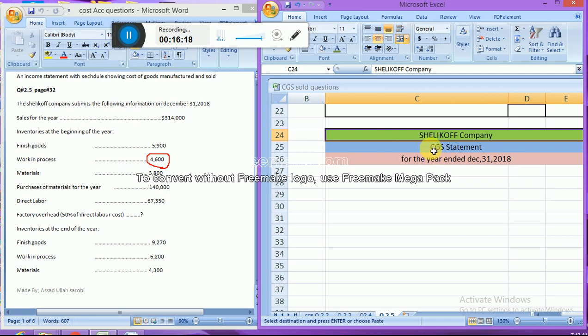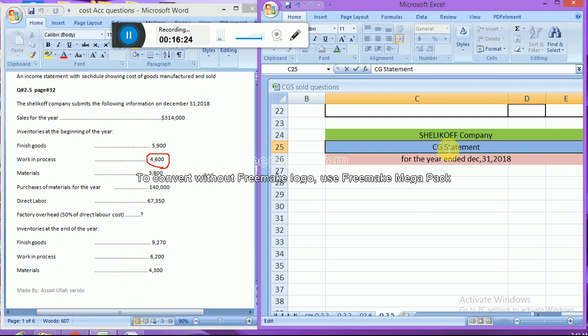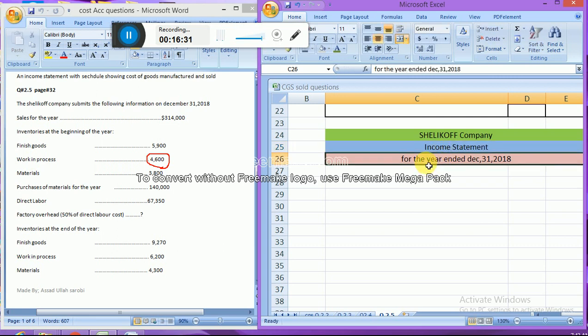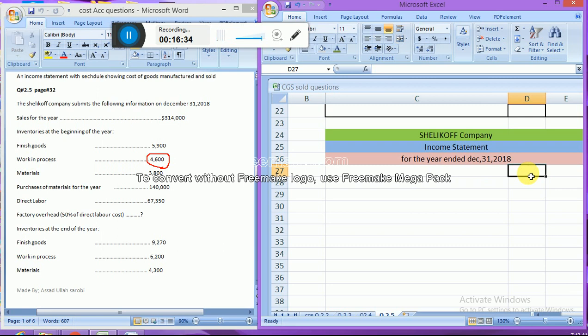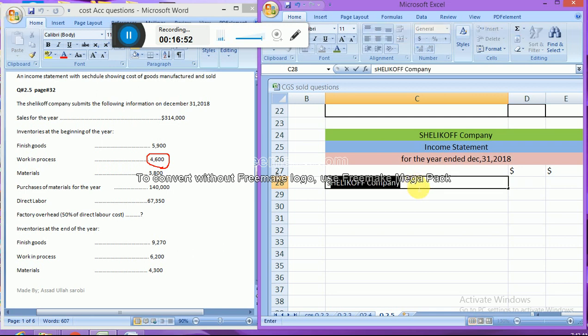Look, the company name is Chilikoff Company. I will change the statement name. Now this is the income statement, and the time period is the same, for the year ended December 31st 2018. Look now, the income statement consists of two major accounts, the revenue and expense accounts. So first we will write the revenue account, and revenue in this case is our sales.